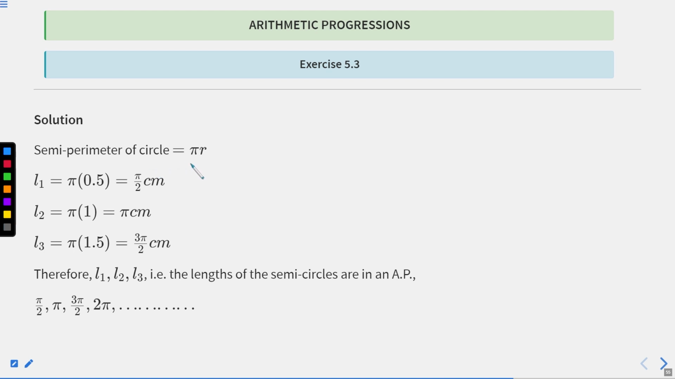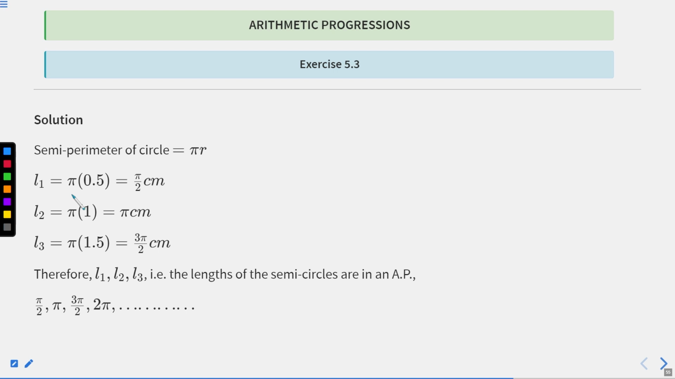You know the perimeter of the circle is equal to 2 pi r. So semi means half of it. So the semi perimeter of the circle is equal to pi times r. Here the value of pi is 22 by 7, and the value of r is 0.5 for the first term, 1 for the second, 1.5 for the third.